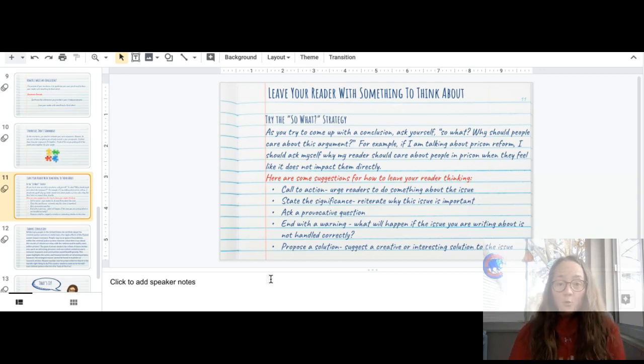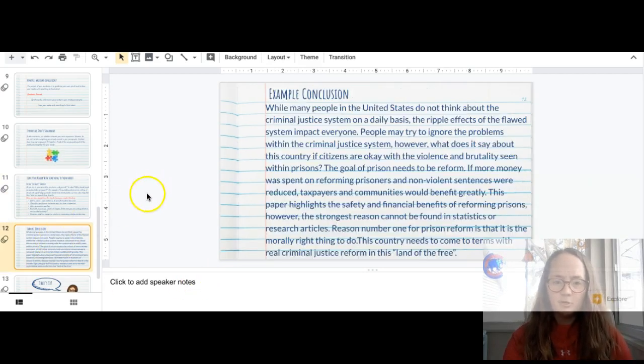You can also end with a warning. So what's going to happen if your issue is not addressed correctly? And then you could also propose a solution. So try to think of a creative way to address the issue you're discussing, maybe it addresses both sides of the issue, and that's okay too. So use your conclusion to give some final thoughts. Don't just restate exactly what you've already talked about. So here's an example conclusion.